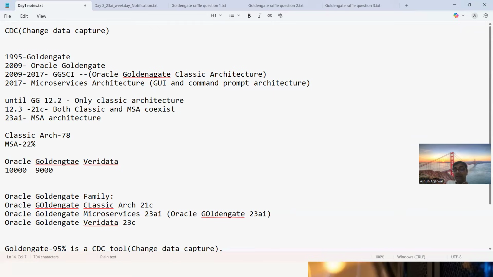23ai, a lot of organizations are now using it, and Oracle is promoting it a lot. And it has a lot of features. And in fact, end of life support for 21c is going to be there soon. So it is imperative that you should learn this technology.